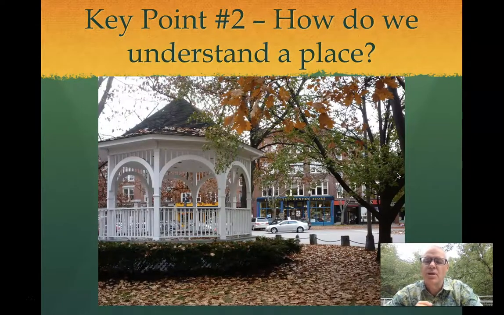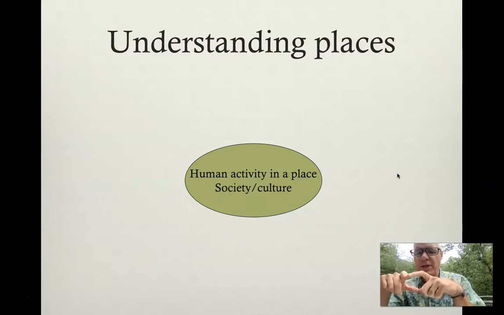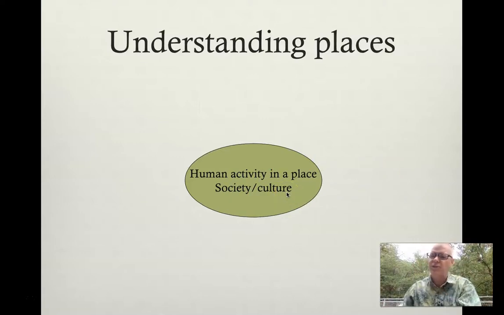Key point number 2. We have to think a little about how we understand places and how we study them. Place might seem like one of those things that's really obvious: Keene is a place, Boston is a place, New York City is a place. But think about how we understand what's going on in a particular location. We want to know about the human activity. What's the society like in a place? What's the culture like in a place like Keene? And why is that different than it is in Rio de Janeiro or Moscow or Tokyo? People sometimes will look at a place and just say, well, it's just different in these different places.